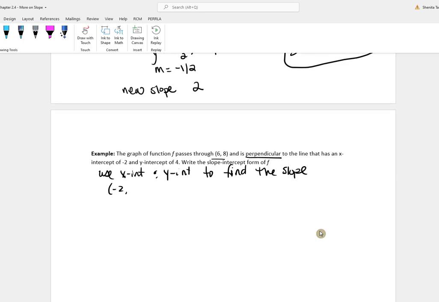So we have negative 2, 0 as the x-intercept, and 0, 4 as the y-intercept. So we can go ahead and figure out the slope using these 2 points. So we get 4 minus 0 all over 0 minus a negative 2.